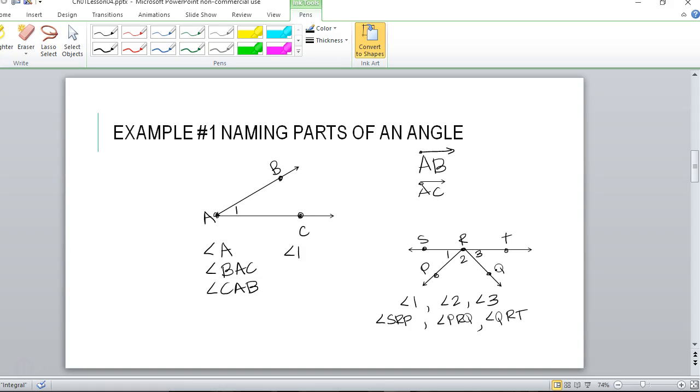Now, you could also name angle SRQ. Angle SRT is actually a straight angle. Angle PRT. So there are several other angles that we could name as well. Angle SRQ, this angle here, the straight angle, angle SRT, which measures 180 degrees, and angle PRT.